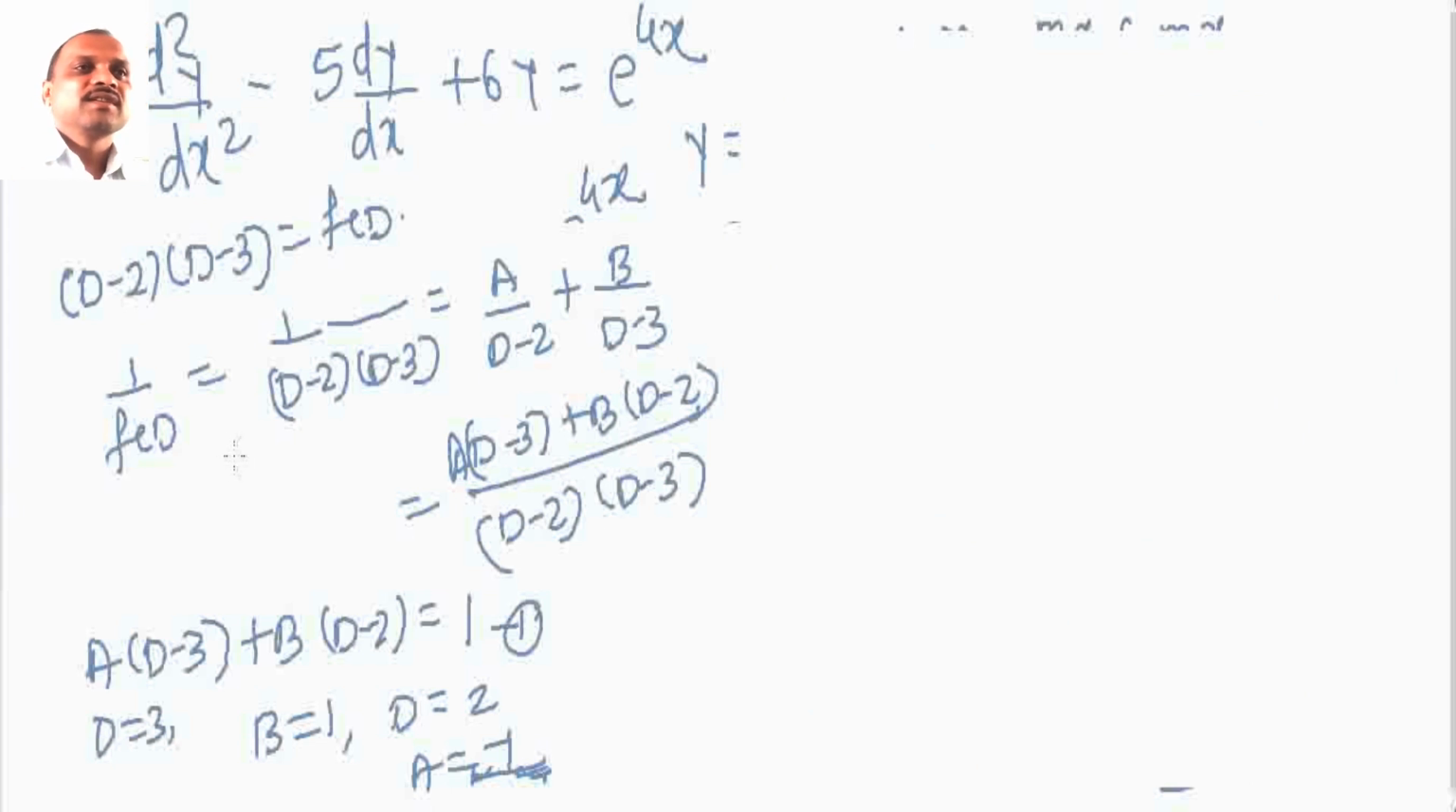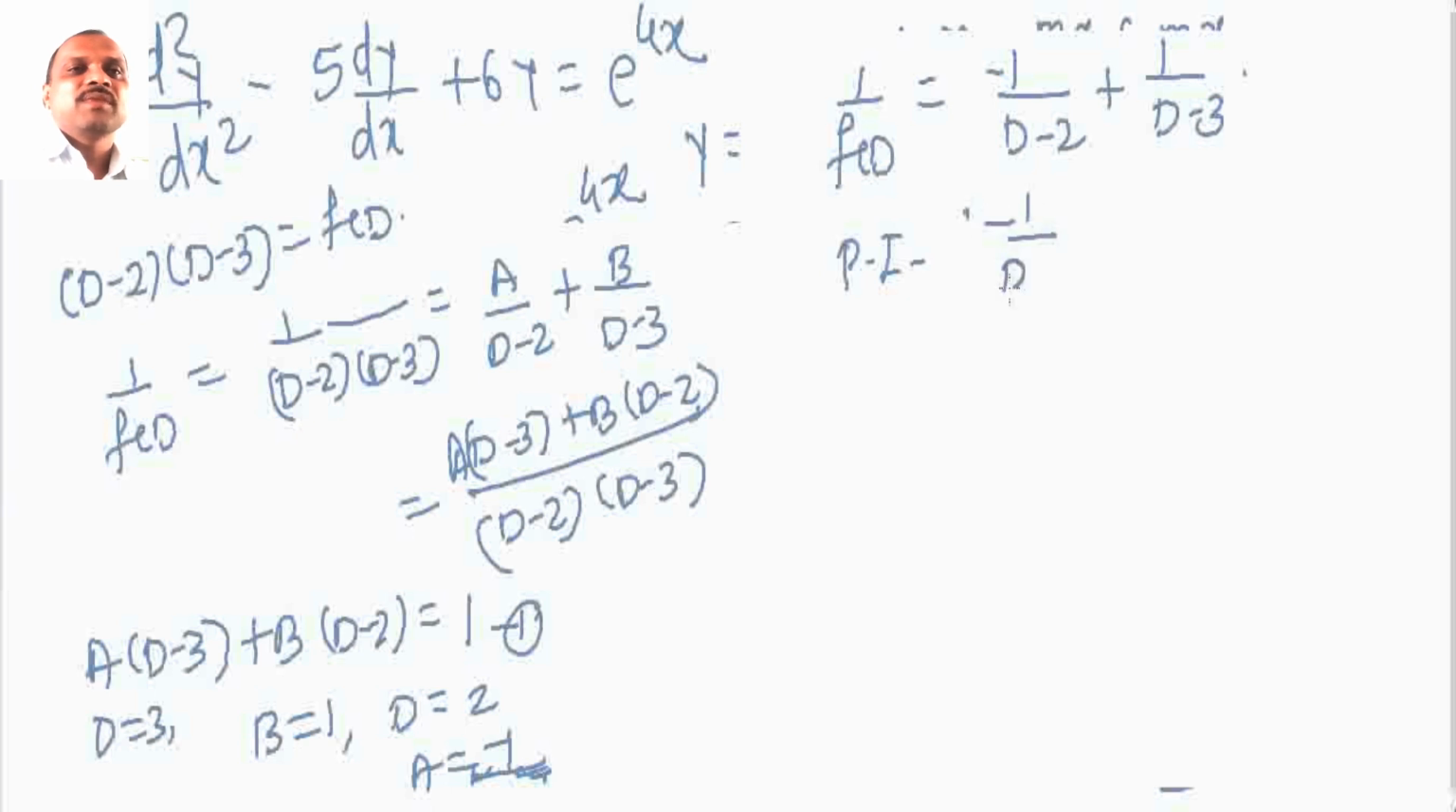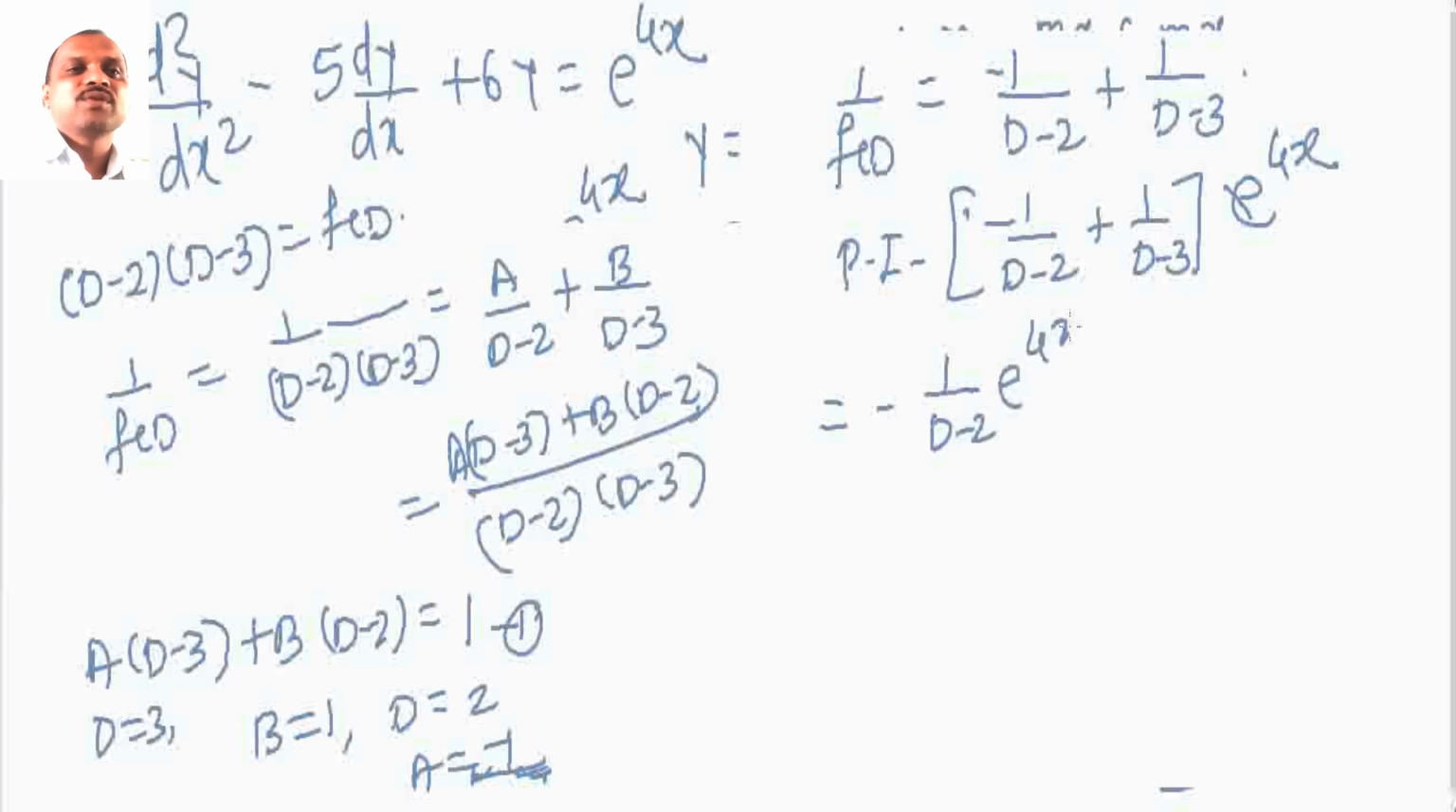You can see here how we write it: 1 divided by f of D equals minus 1 divided by D minus 2 plus 1 divided by D minus 3, and hence the particular integral equals minus 1 divided by D minus 2 plus 1 divided by D minus 3 operating on X. What is X? e raised to 4x. Let us operate one by one: minus 1 divided by D minus 2 operating on e raised to 4x, plus 1 divided by D minus 3 operating on e raised to 4x.